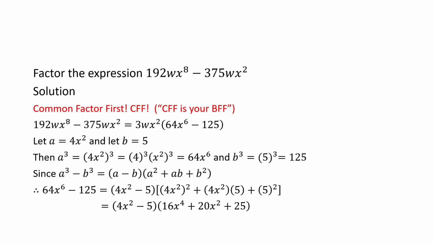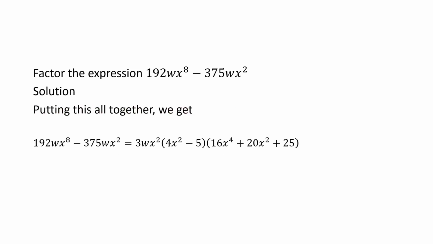Plugging in 4x squared for a and 5 for b, we see that 64x to the 6 minus 125 is 4x squared minus 5 times 16x to the 4 plus 20x squared plus 25. Of course, you have to simplify that second factor. But don't forget the original factor that we common factored out of 3wx squared. So altogether, the original expression factors to this.